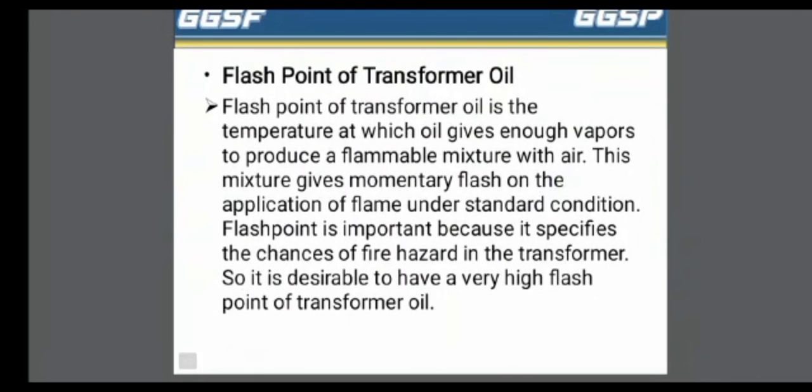Flash point of transformer oil. Flash point of transformer oil is the temperature at which oil gives enough vapors to produce a flammable mixture with air. This mixture gives a momentary flash on the application of flame under standard conditions. Flash point is important because it specifies the chances of fire hazard in the transformer. So it is desirable to have a very high flash point of transformer oil.